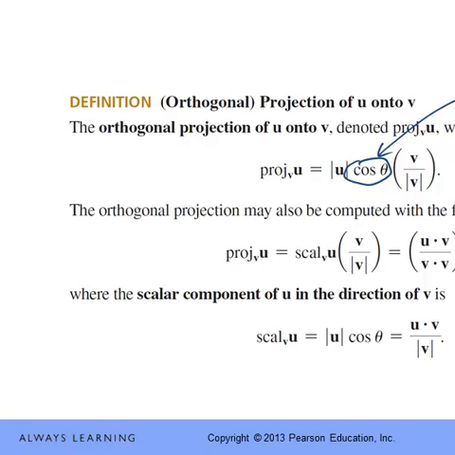Now, what you see in the parentheses right here is just a scalar. u dot v is a scalar, v dot v is a scalar. So u dot v over v dot v is a scalar. So you can see that the projection of u on v is just some scalar multiple of vector v. It looks a little bit intimidating at first, but just understand it's the amount of vector u that's in the direction of v.